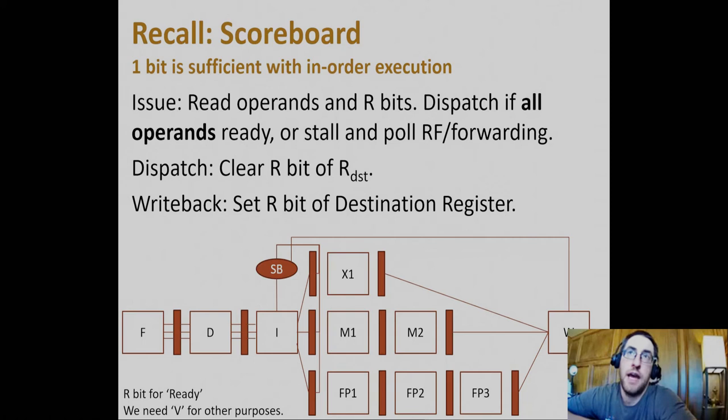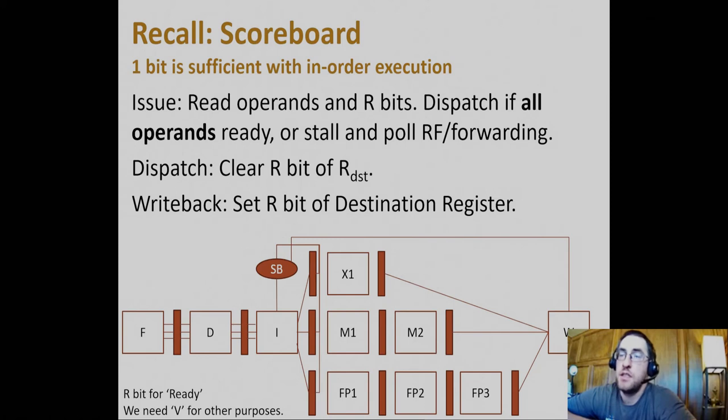Our basic scheme here is that our issue stage logic is going to be reading the scoreboard. It reads the scoreboard and the register file at the same time. In fact, often the scoreboard is partially integrated with the register file. So you can think of these R bits as being appended to each register, in some sense, like metadata for the register. So we read our operands and their ready bits, and then we can proceed to dispatch if all of the operands are ready. And if they're not ready, then we just stall, and we poll the forwarding lines typically, which includes the write back to the register file. So we poll our forwarding or bypass network, watching for those values to be ready.